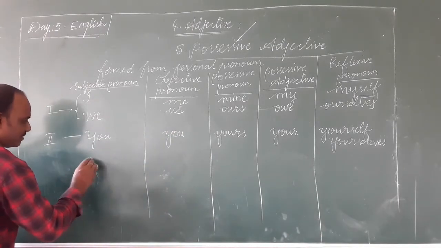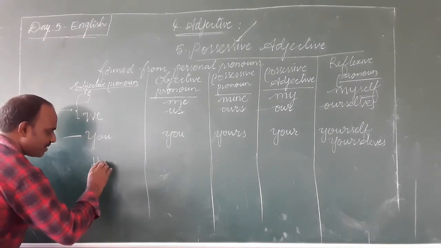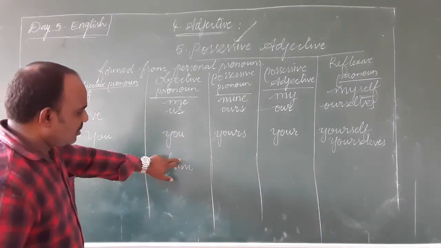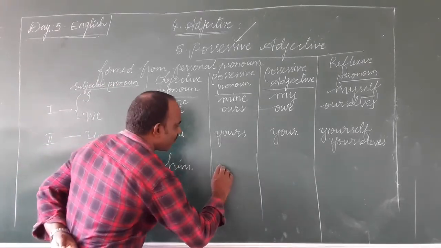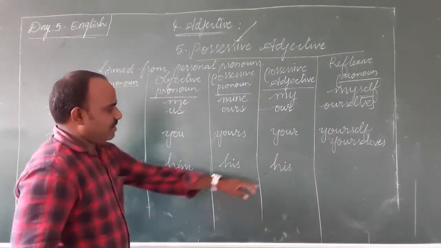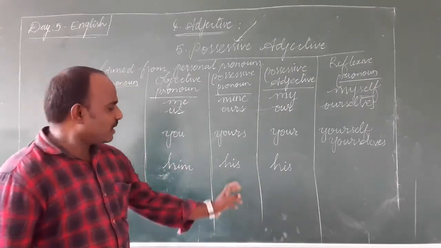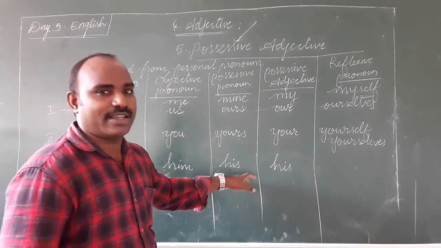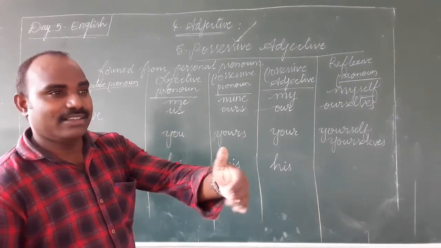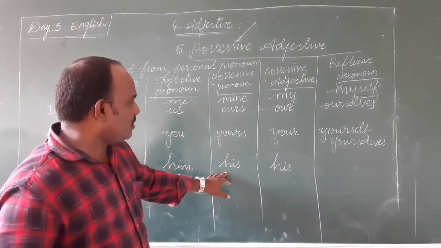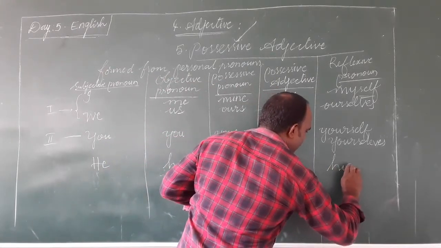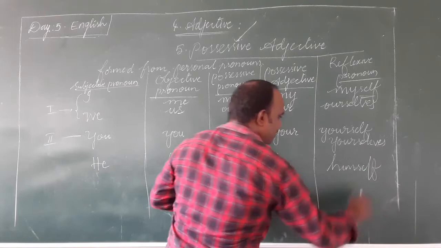Singular. He, subjective pronoun. Him is used as objective pronoun. His, possessive pronoun. His, possessive adjective. Here both look alike, both are the same, it looks like. But there is a variation in sentences. Sentences can easily let us understand the difference between possessive pronoun and possessive adjective. And here a reflexive pronoun is himself.